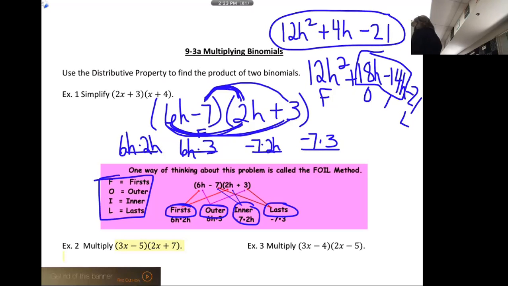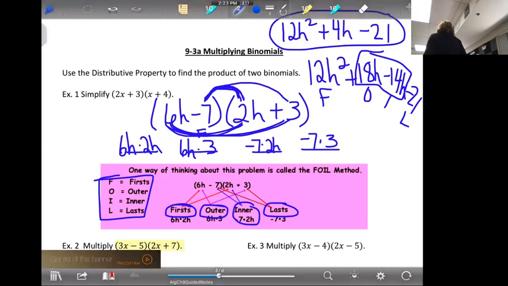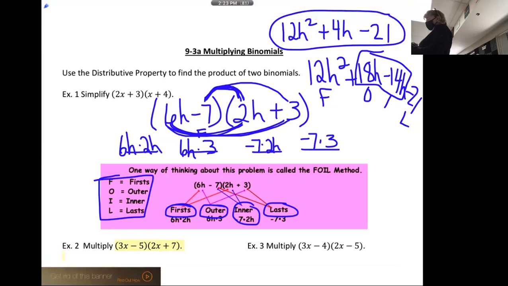Yes, Alex. How's the FOIL different from the original one? It isn't different at all in any way other than a different way to remember it. So whichever way will help you remember the best, either do distributive or FOIL. The same thing. We actually did things in the exact same order. I mean, everything was exactly the same. It's just a different way to remember.